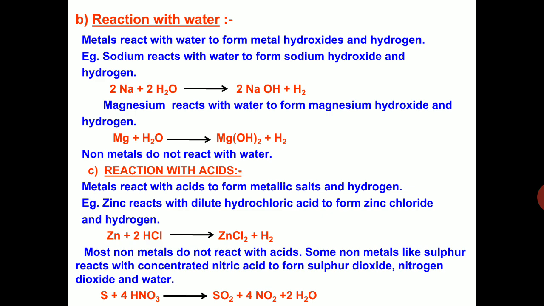Next we learn how metals react with acids. Metals react with acids to form metallic salt and hydrogen. Let us take an example of zinc. Zinc metal reacts with hydrochloric acid, HCl, to form zinc chloride and hydrogen. Here zinc is the metal, HCl is the hydrochloric acid, zinc chloride is the salt. Okay, metal reacts with acids to form salt plus hydrogen.